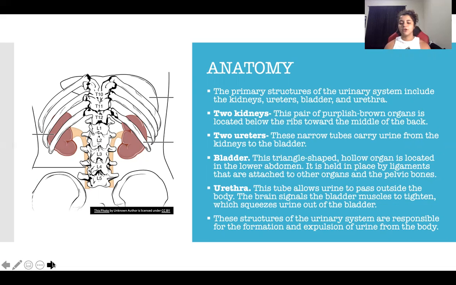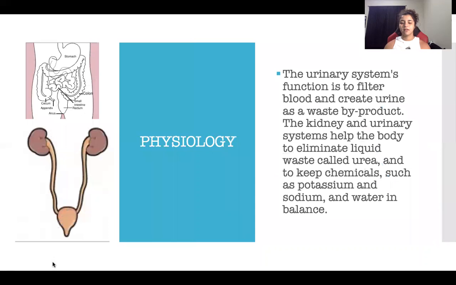These structures of the urinary system are responsible for the formation and expulsion of urine from the body. Here we have a little bit of physiology. So the urinary system function is to filter blood and create urine as a waste byproduct. The kidneys and urinary system help the body to eliminate liquid waste called urea and to keep chemicals such as potassium and sodium and water in balance.